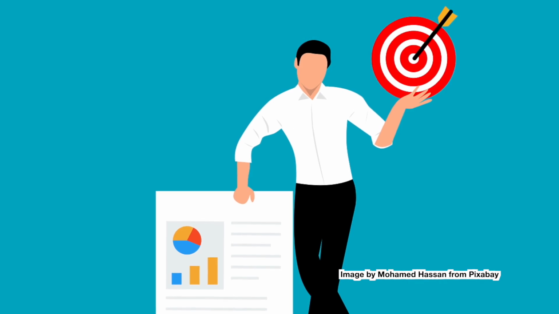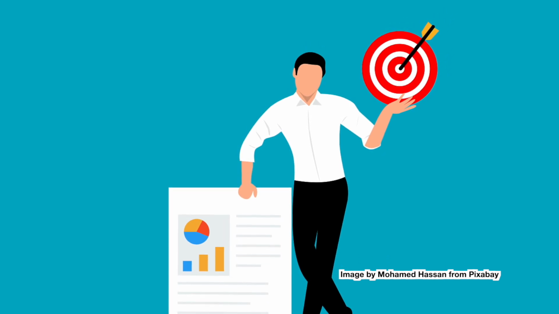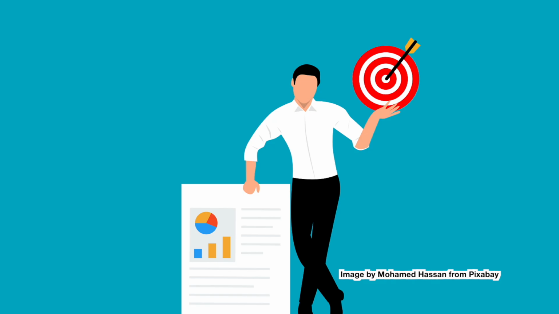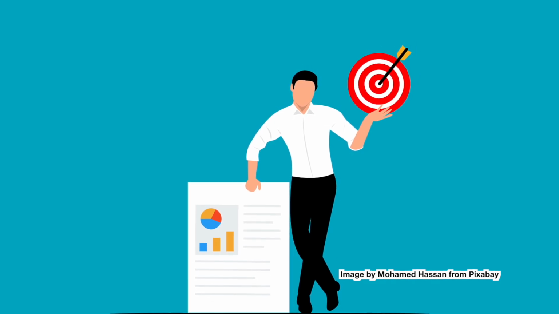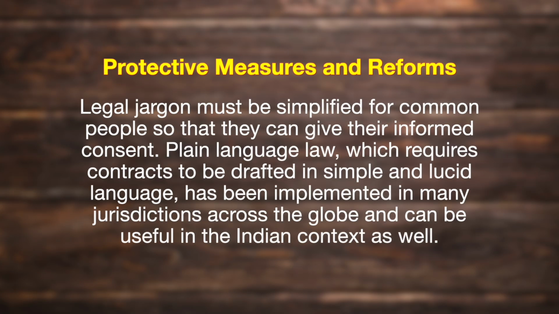Apart from legislative and judicial actions, various reform-oriented proposals have also been suggested by legal experts and policy researchers. One of the most significant proposals is the use of plain and simple drafting of standard form contracts. Legal jargon must be simplified for common people so that they can give their informed consent. Plain language law, which requires contracts to be drafted in simple and lucid language, has been implemented in many jurisdictions across the globe and can be useful in the Indian context as well.